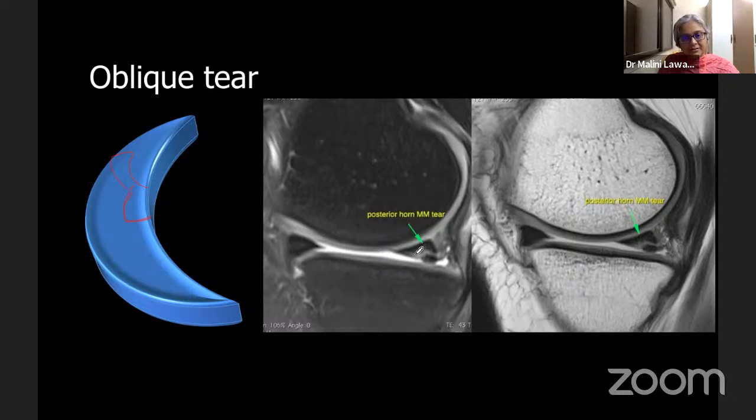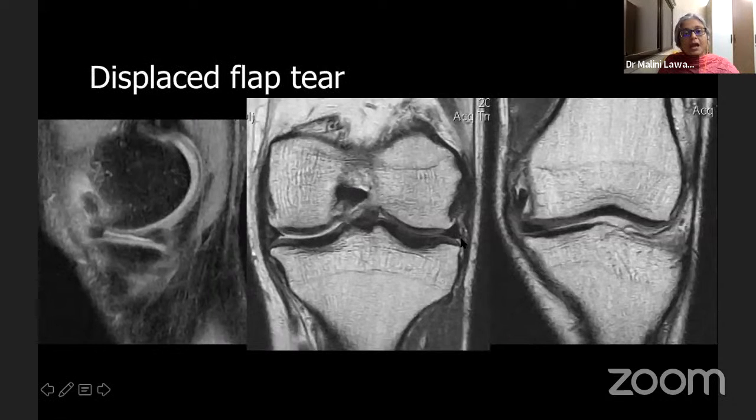How do we see it? It's seen as a bright signal reaching the articular surface. But now if you see, unlike a horizontal cleavage tear, this inferior portion is blunted. So that's an oblique tear. And if there is a displaced flap, here in this patient, you can see this body here is attenuated. Body of lateral meniscus is normal. Body of medial meniscus is attenuated. Whenever a meniscus looks smaller, with abnormal morphology, look for a displaced flap.